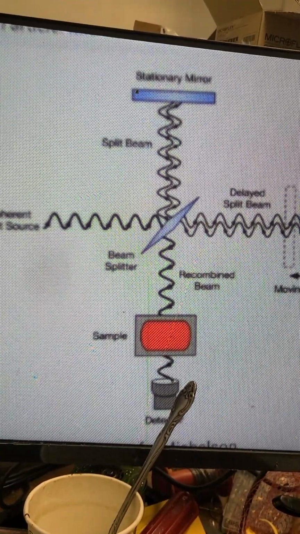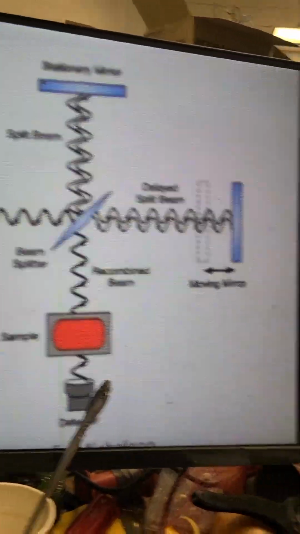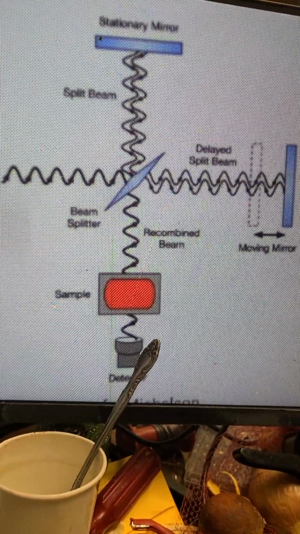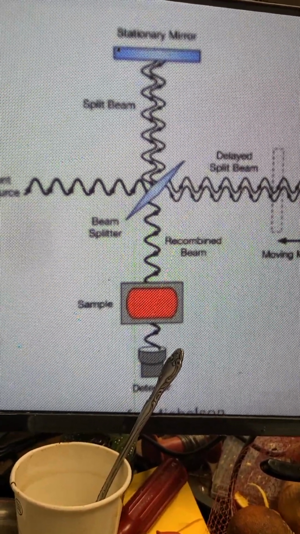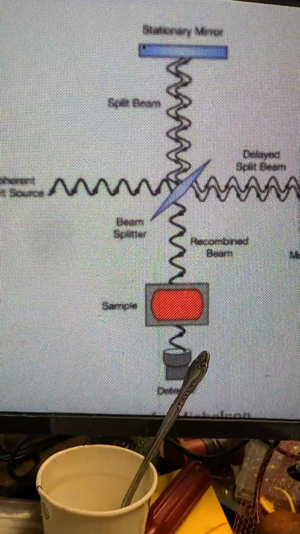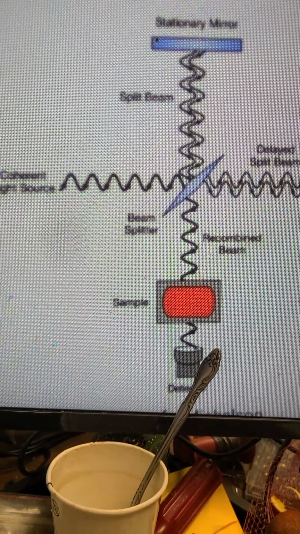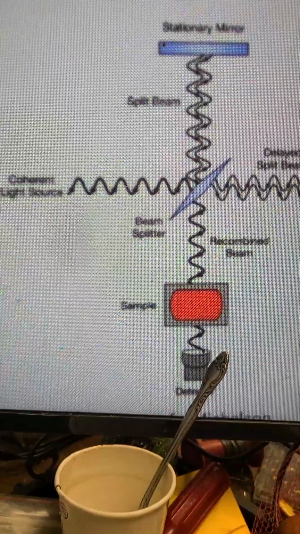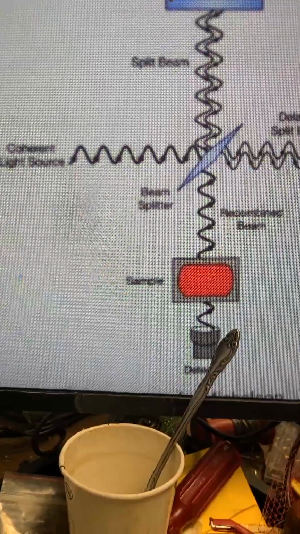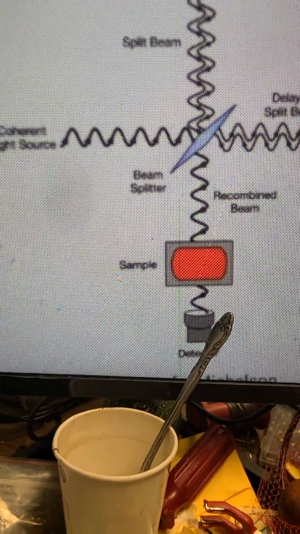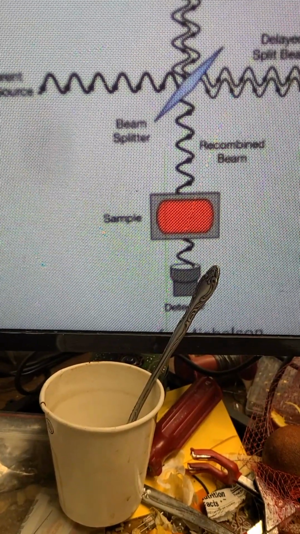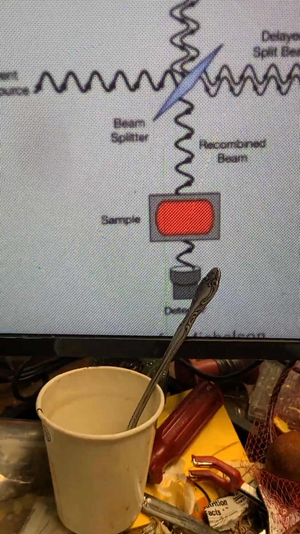Now, if the distance to the upper mirror and the distance to bounce off the movable mirror is exactly the same, then it's a zero difference. And when those waves come back together, since they've traveled the exact same distance, they're going to recombine in a constructive way, constructive interference. And so you see the recombined wave is a single wave going downward, which as part of the FTIR instrument, goes through a sample, which then goes on to the detector.